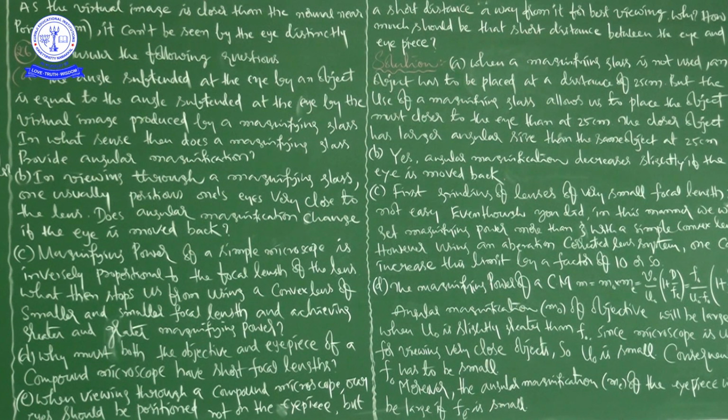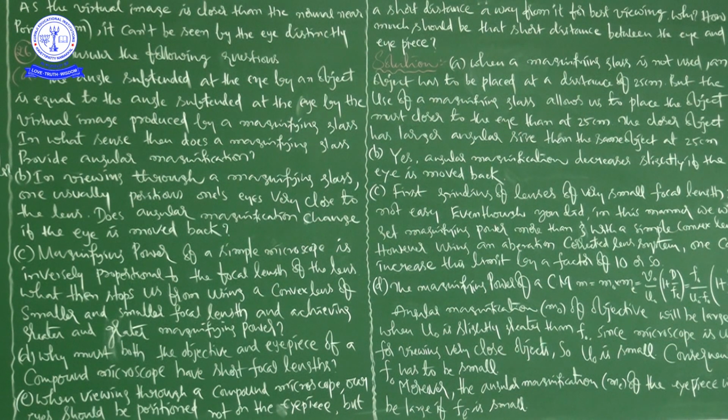So what he is saying is, whatever information he told in the question, it is true. Then why is it happening like that? Why do we have to do like that? Means when a magnifying glass is not used, the object has to be placed at a distance of 25 centimeters, right? But the use of a magnifying glass allows us to place the object much closer to the eye than at 25 centimeters.